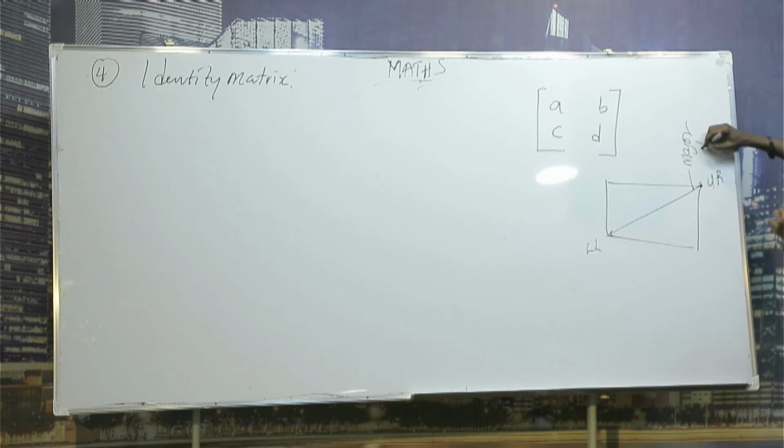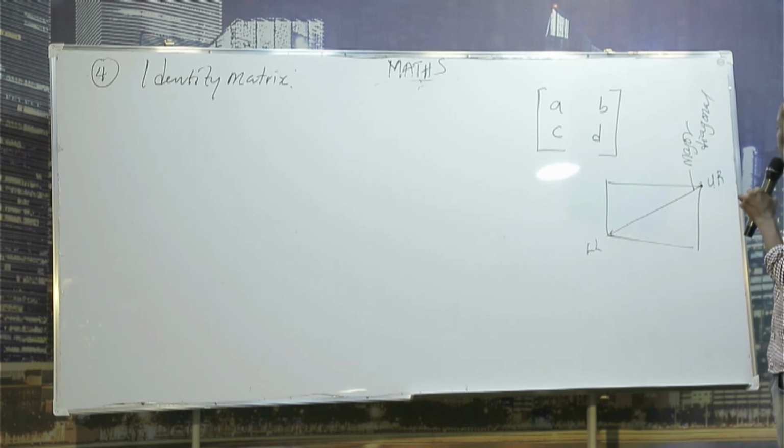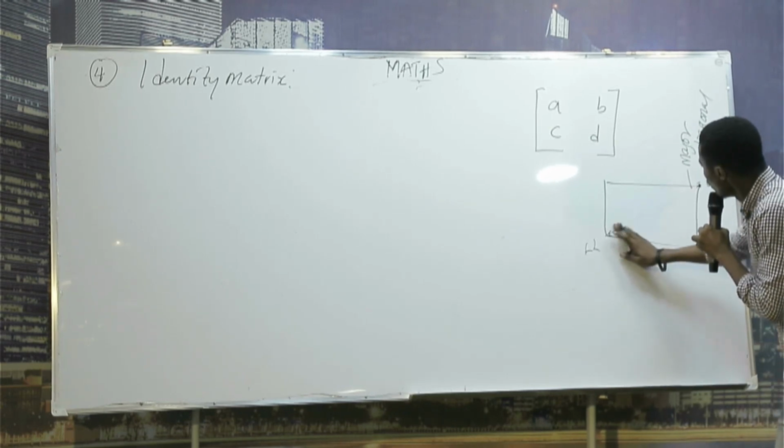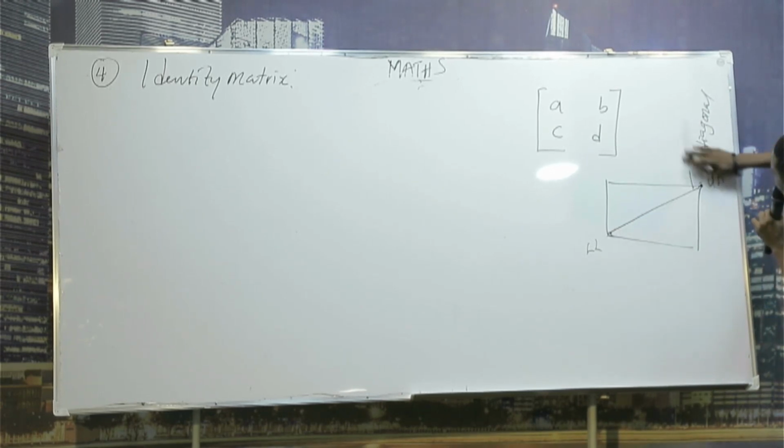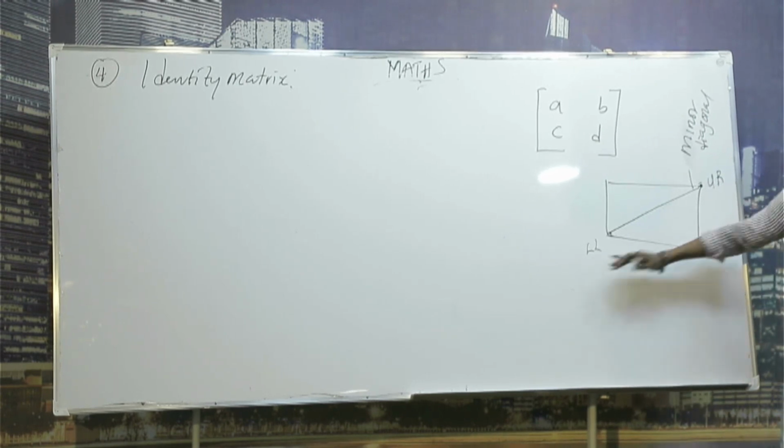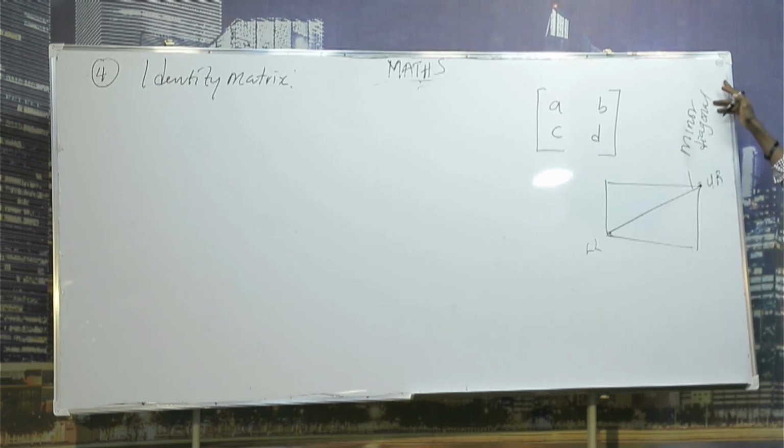It's called the what now? Major diagonal. Then if I draw... No, this is the minor, please. This is the minor. Sorry for that, when your head is upside down like this. Please, this is the minor diagonal. So when I draw a diagonal from the upper right to the lower left like this, this is called the minor diagonal.